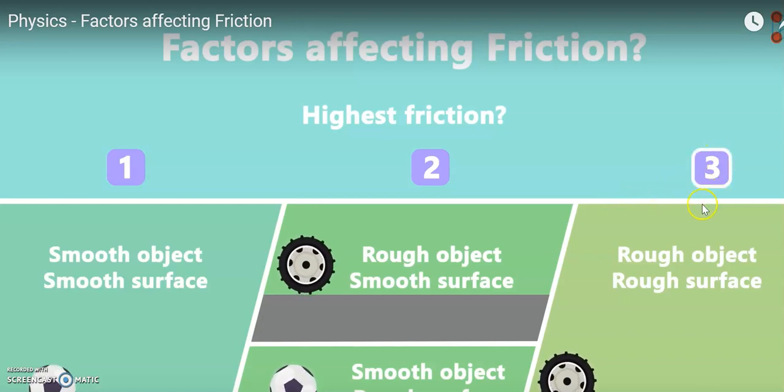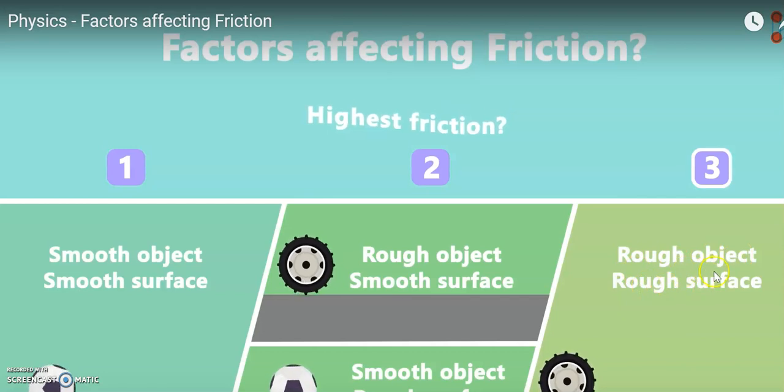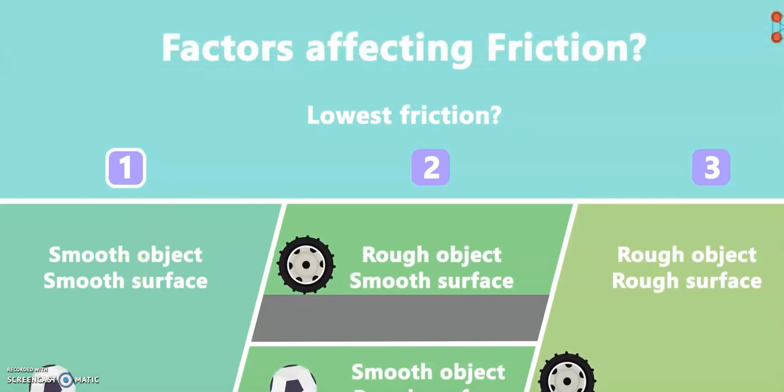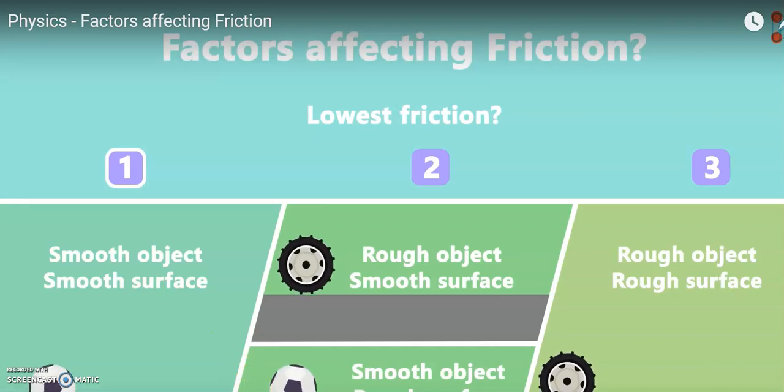Yes, it is the third case, because the force of friction is higher as it's moving on a rough surface. Which has the lowest friction? Yes, case 1, that is a smooth object on a smooth surface. Even though here in case 1 there is friction, the friction is less than that of the third case. So we can see the force of friction increases as we go towards the right.